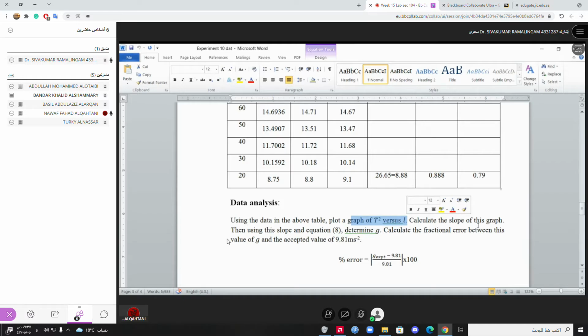Doctor, to get the T theoretical, I have to substitute 1 meter for L. Yes, L equals 1 meter. Substitute the value of G also. G is 9.8. Okay.